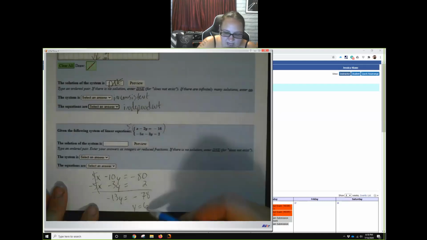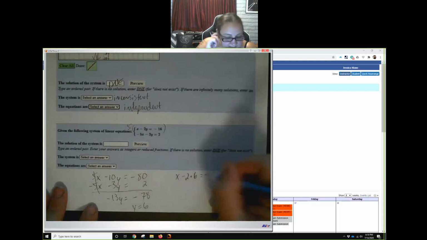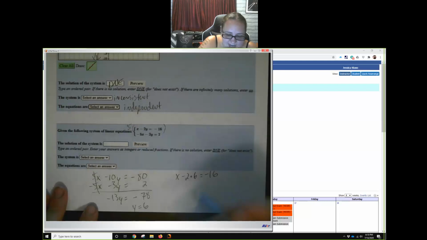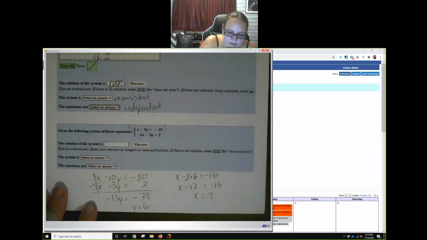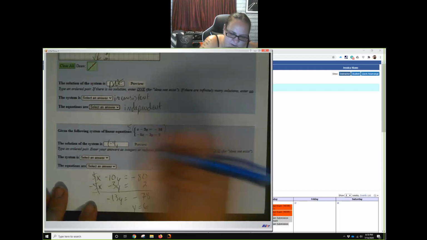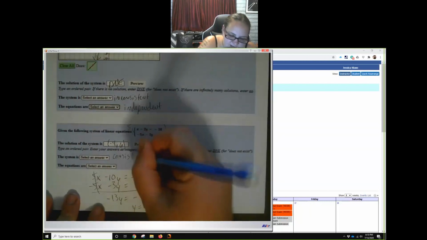And then once you have y, you can plug it back into either one of your equations to get x. So I took this 6 and I plugged it in right here for this y. And I'm going to get x minus 12 equals -16. Add the 12, x equals -4. So then my solution is -4, 6. I wanted to do at least one with you guys that worked. So this system is consistent because there is a solution, and it is independent because the lines are different.